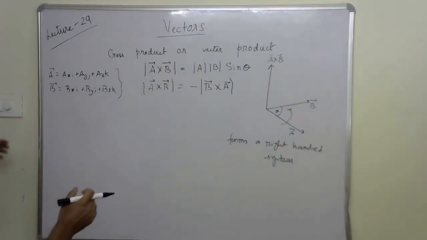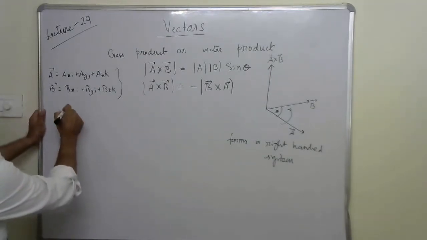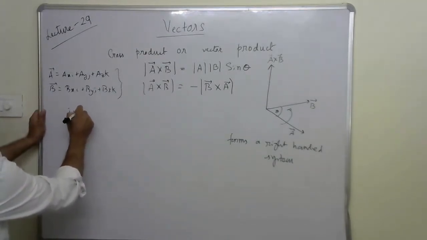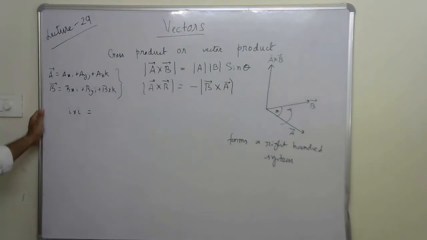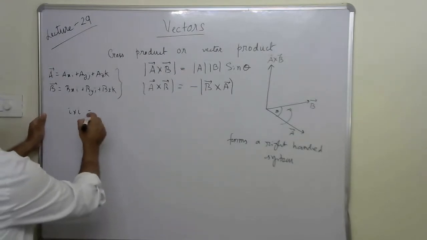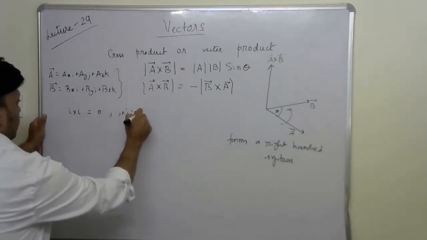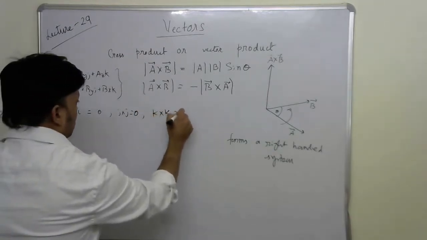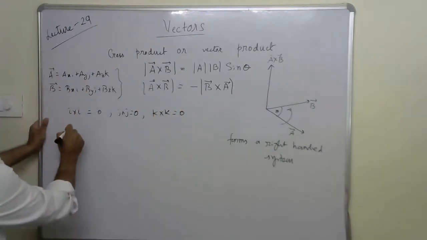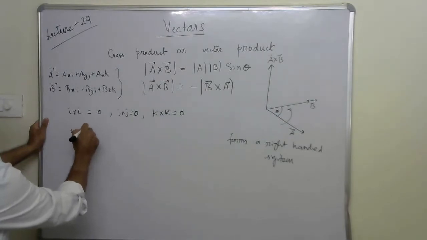So similarly, we can now work out the value of I cross I. You see that between I and I, the angle theta is 0, and sine 0 is 0. Okay, so I cross I is 0. Similarly, J cross J is 0 and K cross K is 0. So now what happens with I cross J?